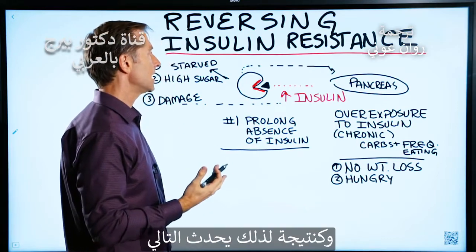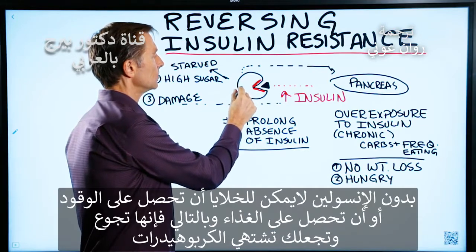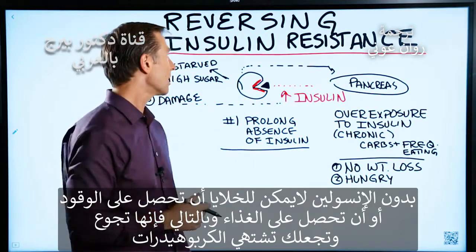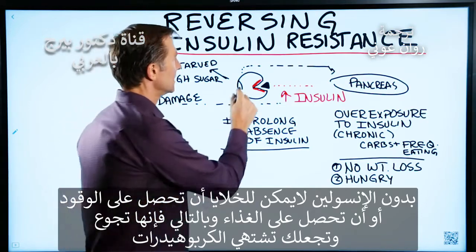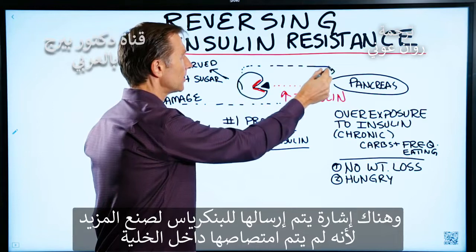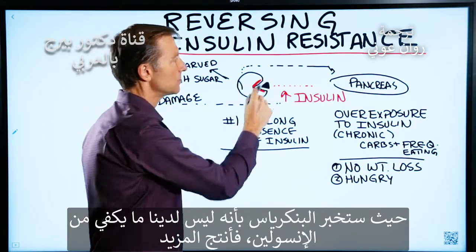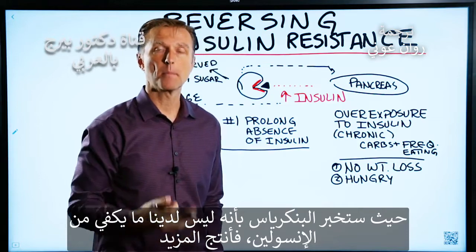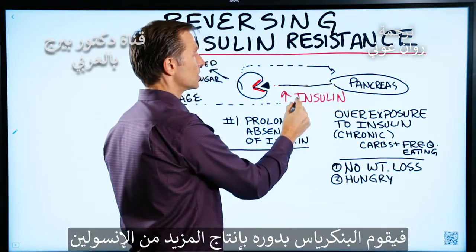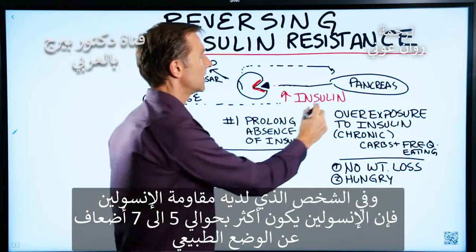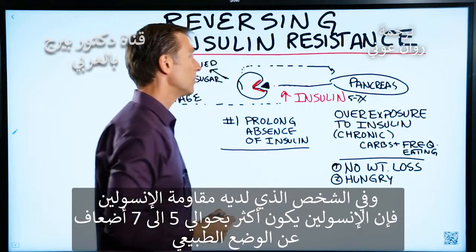The consequence of that is this. Without insulin, the cells can't get fuel, they can't get nutrition, so they're starving, they're hungry, and you're craving carbohydrates. Because the insulin is not getting absorbed inside the cell, a little signal is sent back to the pancreas that tells the pancreas, hey, we don't have enough insulin, make more. So then the pancreas makes more and more insulin. An average person with insulin resistance has 5 to 7 times more than normal.